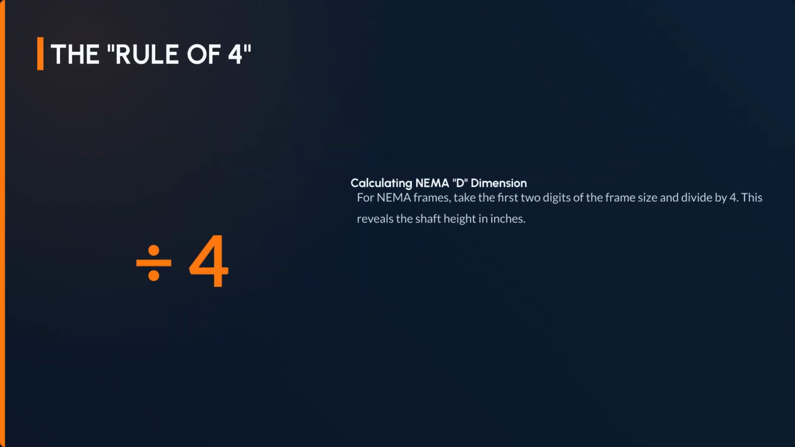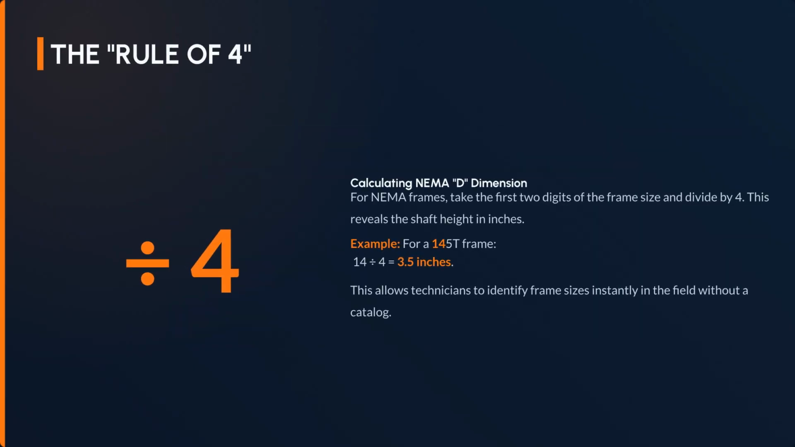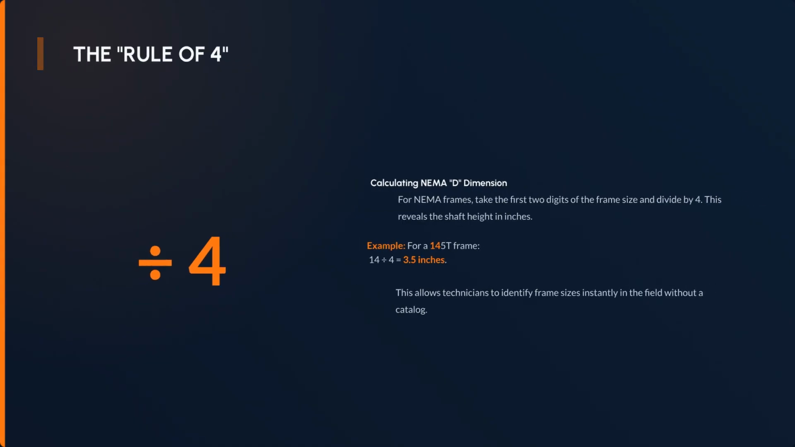The rule of 4 feet is key for NEMA. Dividing the first two digits of the frame size by 4 instantly reveals the shaft height, or D dimension, in inches. For example, 14 divided by 4 equals 3.5 inches for a 145 T-frame.